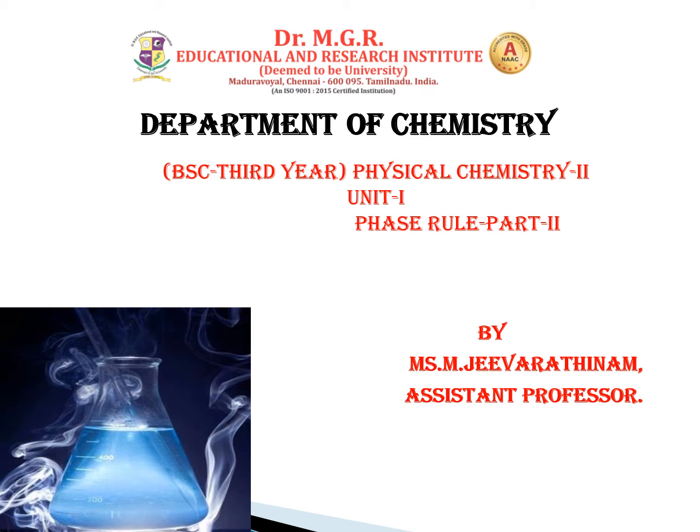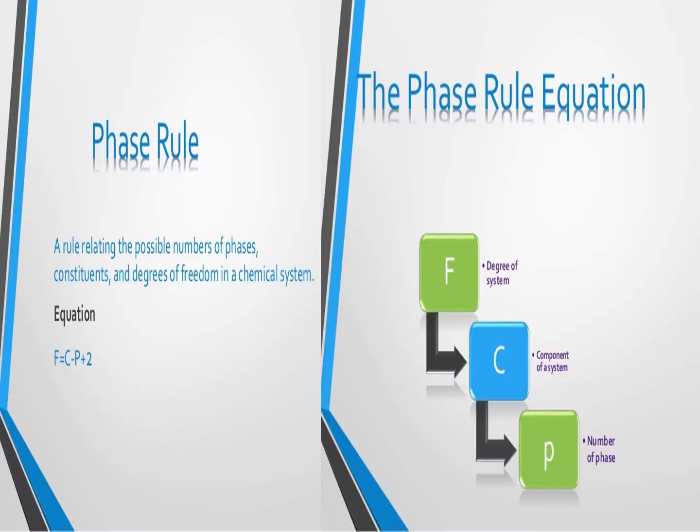Now I am going to present the phase rule in this PPT. I already told you about the phase rule in the previous video. The phase rule relates the number of phases, components and degrees of freedom. The phase rule is F = C - P + 2, where F is the degrees of freedom, C is the number of components of the system, and P is the number of phases.